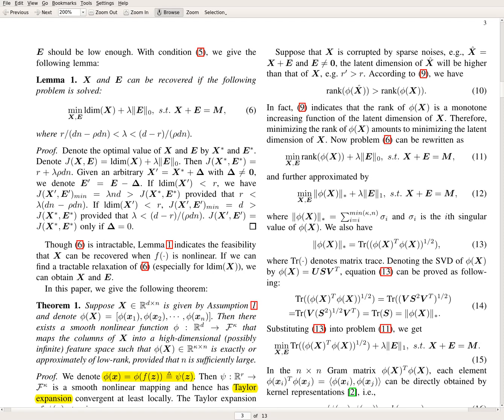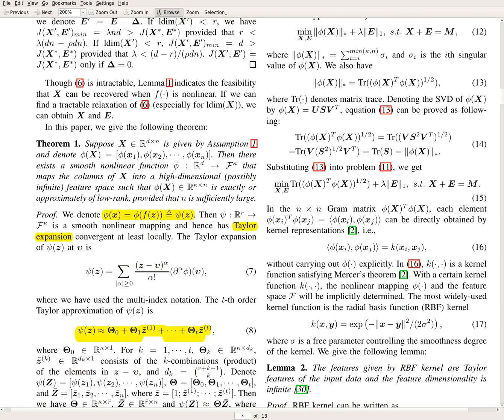So the problem they are looking at is that the loss function looks for a minimal latent dimension of X plus lambda times the sparse norm of the error matrix, where the data matrix is decomposed into the sum of X plus the error matrix.